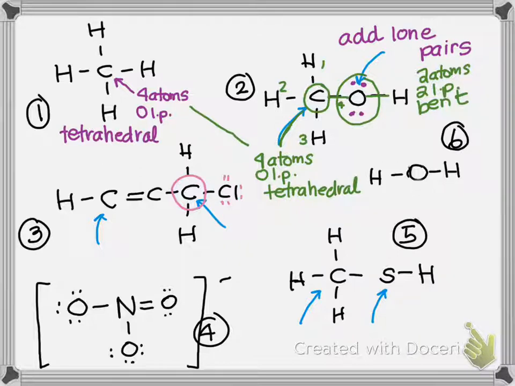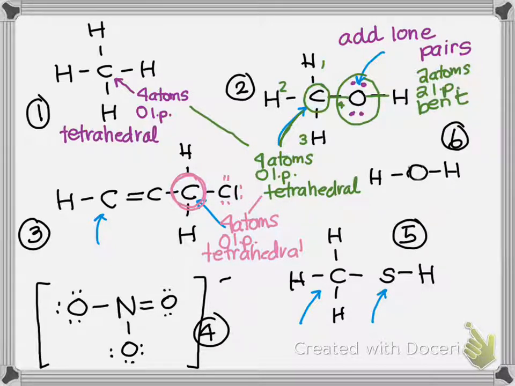So since I started with that one, let's just look. This carbon right here has 4 atoms attached to it and no lone pairs on it. I know they're on the chlorine, but that's not what we're looking at. We're looking at the carbon. So this is tetrahedral. And I didn't look back at that one because now I've done 3 different ones that have tetrahedral.